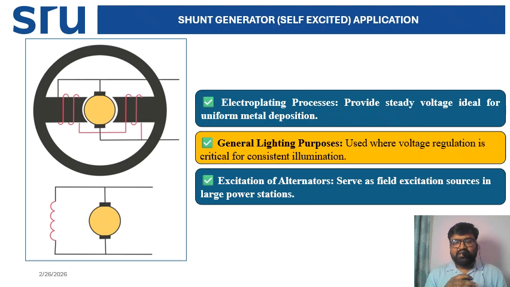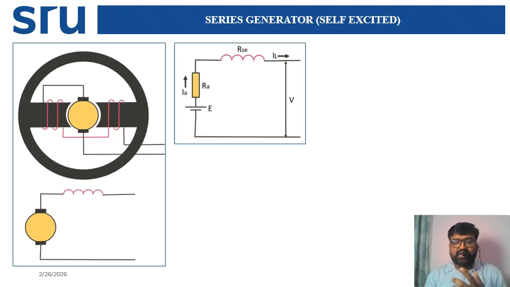And the third one is to provide excitation to the alternator, because we are using the excitation to excite the alternators. That also serves as a field excitation source in large power stations, like industries have. These are the possible applications. More applications are there, but I presented only three. That is a very important application.